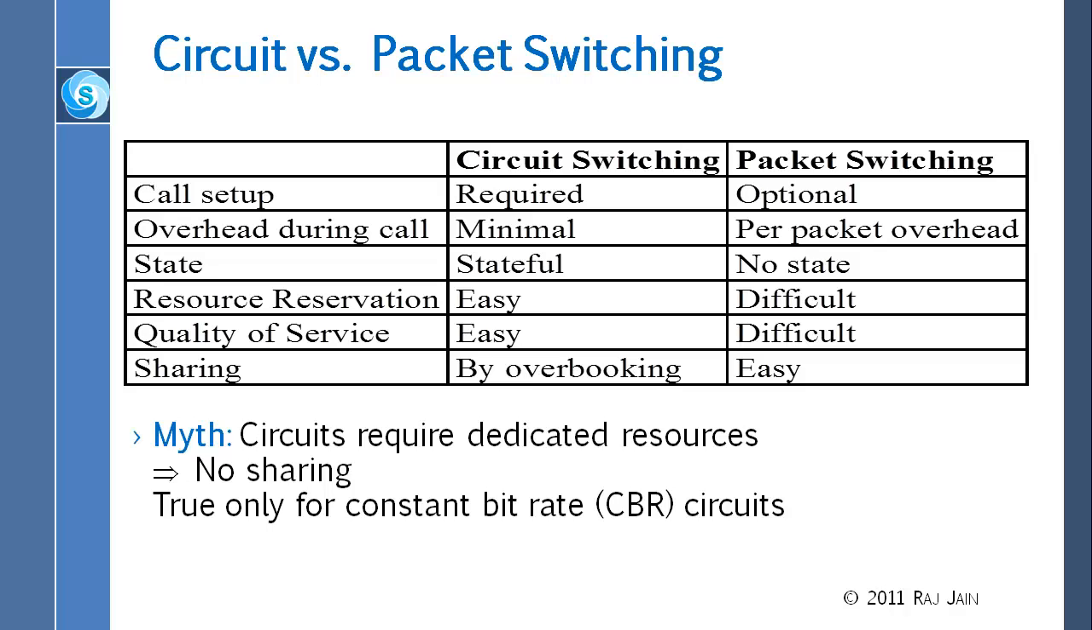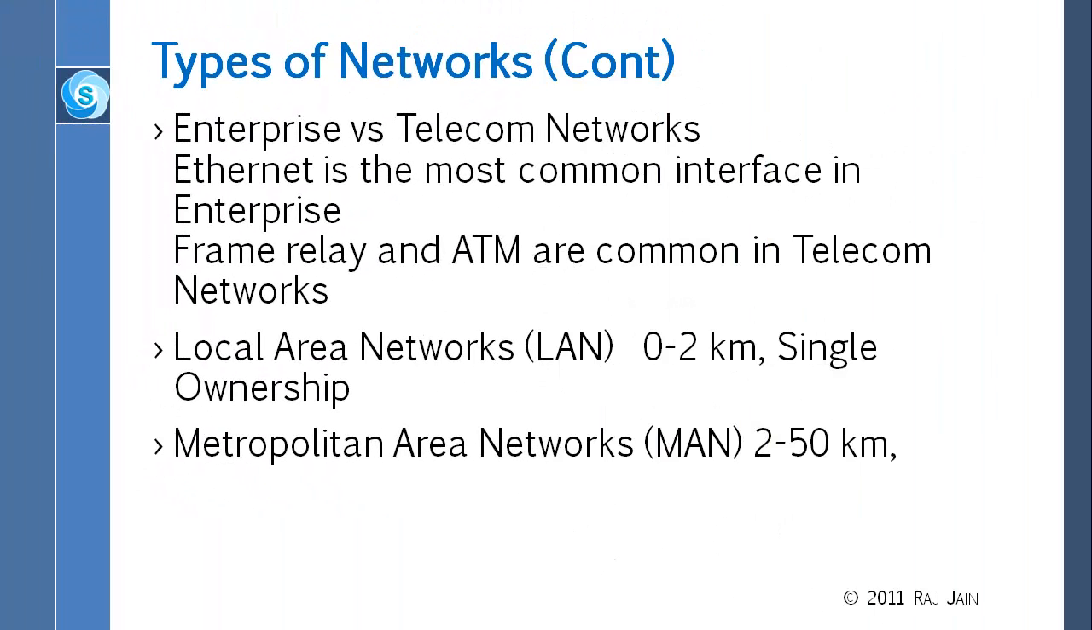So now we go to a totally different topic. This is actually much of an overview lecture, so it goes all over. The next thing is what kind of networks we have. There are two kinds of networks, enterprise and telecom. They are very different. Enterprise is WASU network. Any company, any university, they are all enterprises.